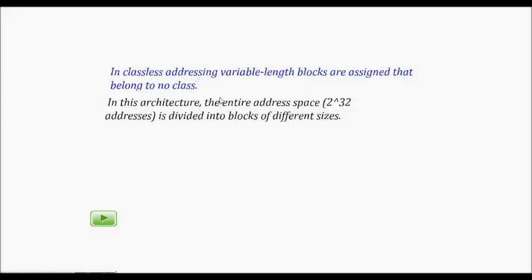In this architecture, we have 2 to the power of 32 addresses, divided into blocks of different sizes. You don't have a fixed size where 2 to the power of 24, 2 to the power of 16 or 2 to the power of 8 hosts can only be there in a network. You can now have 2 to the power of 20 hosts if you want, by having just 12 bits for your network and 20 bits for your host ID.